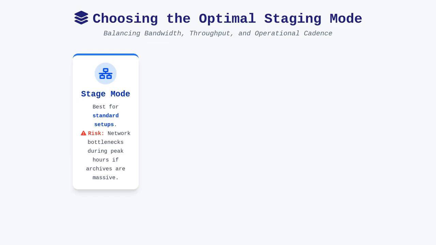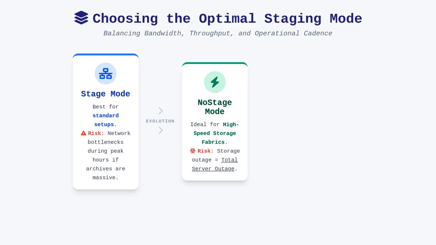Choosing the optimal staging mode is a balancing act between network bandwidth, storage throughput, and the operational cadence of your team. If your deployment frequency is high and your archives are massive, the network traffic generated by stage mode might become a bottleneck during peak hours. In such cases, moving to no-stage mode on a high-speed storage fabric is usually the correct architectural evolution. However, remember that no-stage mode implies that an outage of your storage layer is equivalent to an outage of every single WebLogic managed server that depends on it.